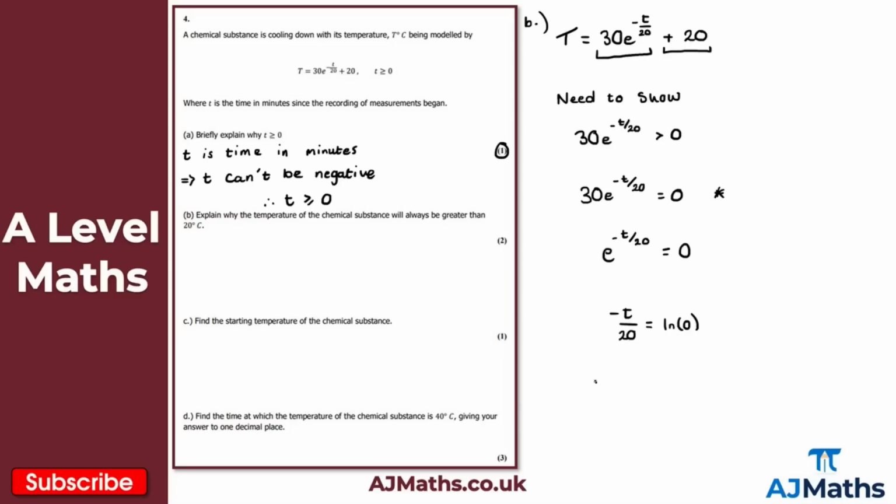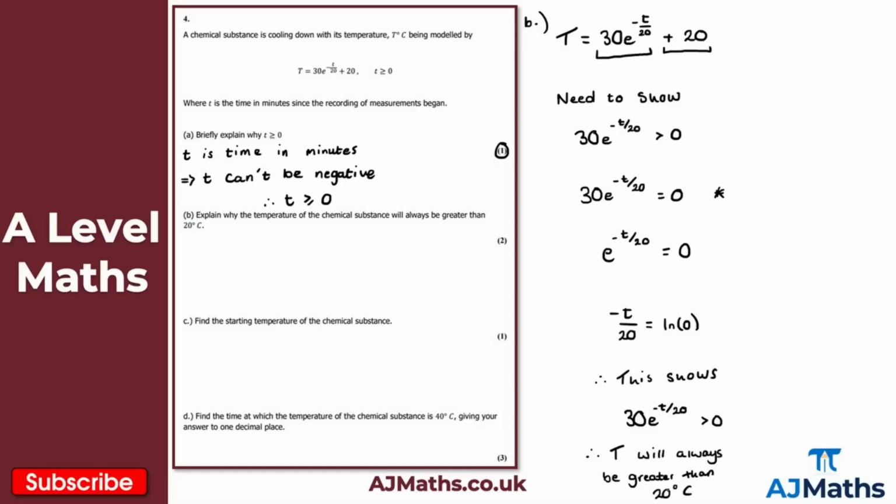So this shows that 30e to the power of minus t over 20 must be greater than zero. And therefore the temperature, T, that represents the temperature, like we can see from the text at the beginning of the question, must always be greater than 20 degrees. Let's just write this down here: will always be greater than 20 degrees Celsius. We're in that room a little bit, but there we have it.